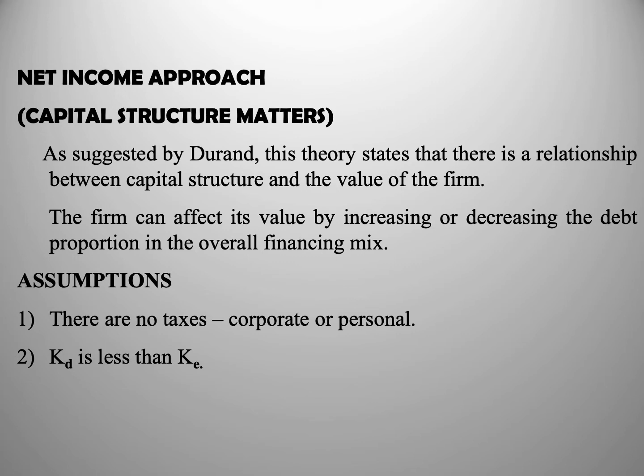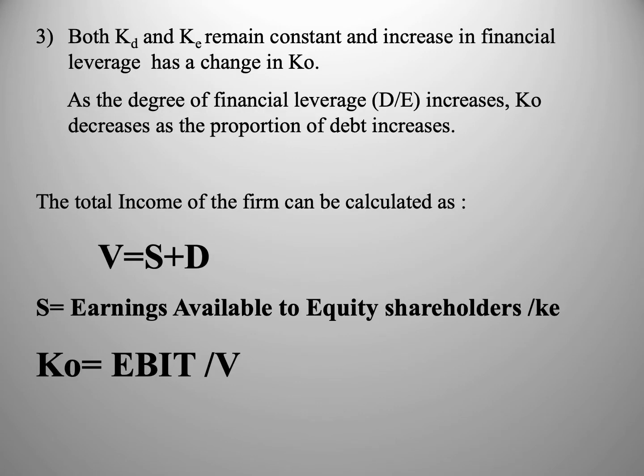There are two assumptions here. The basic statement of this theory is that as the proportion of debt in the capital structure increases, the overall cost of capital will reduce and the value of the firm will increase. Now the third assumption is that both KD and KE will remain constant. It means the cost of debt and the cost of equity will be the same.